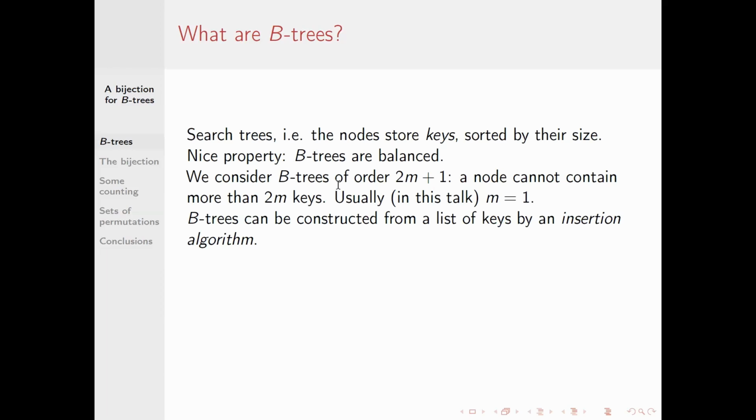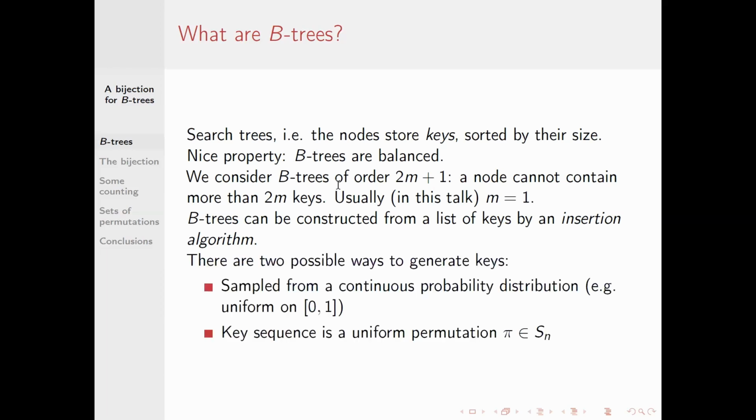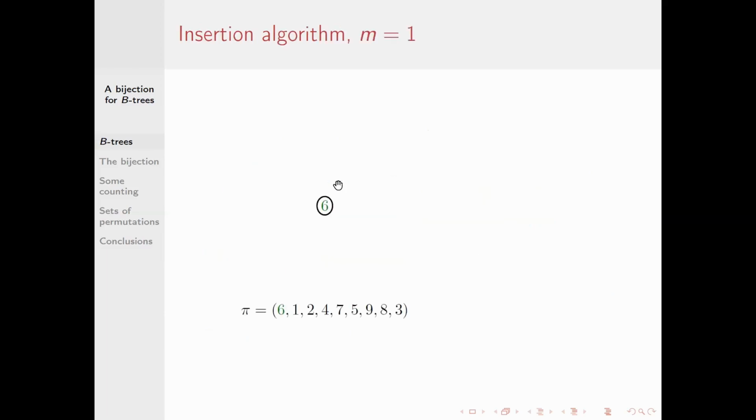So you can construct B-trees with an insertion algorithm, and then there's two models for how you can generate your keys. The first one is what Jesper already used in the previous talk. You just assume that your keys are sampled from a continuous probability distribution. But what will be quite handy for this talk is to assume that it comes from a uniform permutation. And there's no difference between the two.